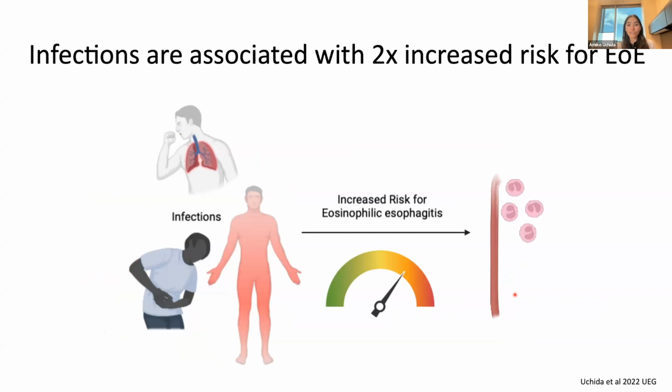And in efforts to study this further, because this was in a smaller population, work that I did with a collaborator in Sweden did this at a nationwide population level, taking biopsies from patients where we have a cohort where we know that they have EOE, and following them to determine, did you get exposed to antibiotics or infections earlier in life? And when we did that, we did find that infections are associated with a twofold increased risk for developing EOE.